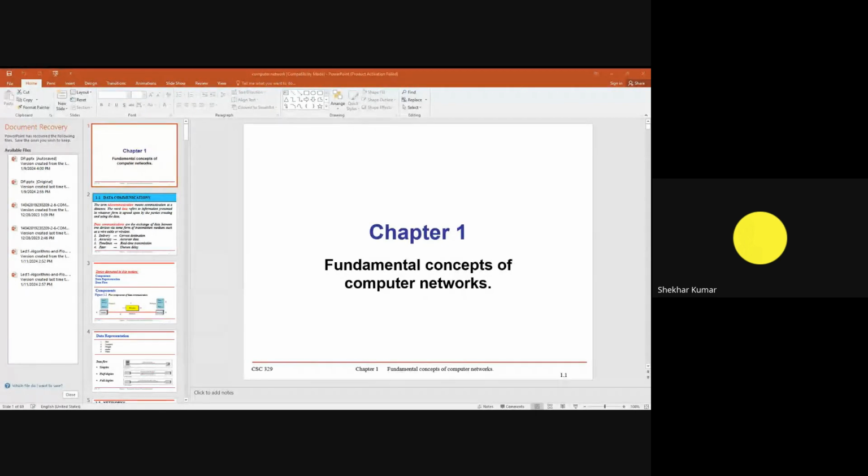Can anyone tell me what is the goal of a computer system? In the first class, we discussed the goal of the computer system. The goal of the computer system was calculation and communication. Till now, we have discussed the calculation part. Now we will discuss communication.